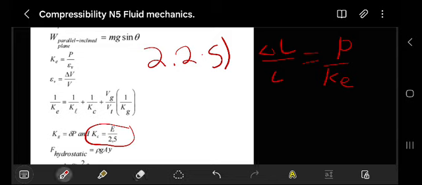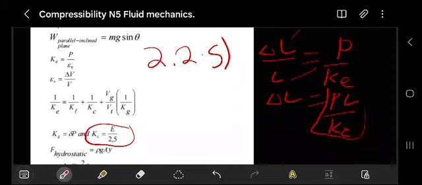This is equal to play. Change in length is the play. We want the play. We know our change in length is equal to the play. Then we multiply that side. That will be pressure, P. Pressure multiplied by L over KE. Right, this is the change in length. We'll find it when you substitute in this formula. We'll find the play.